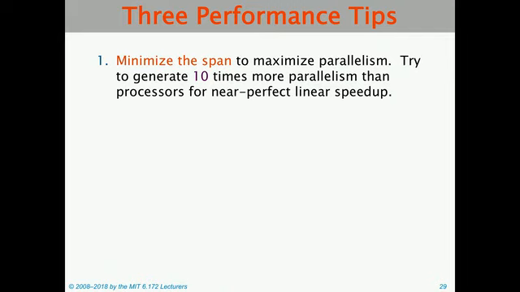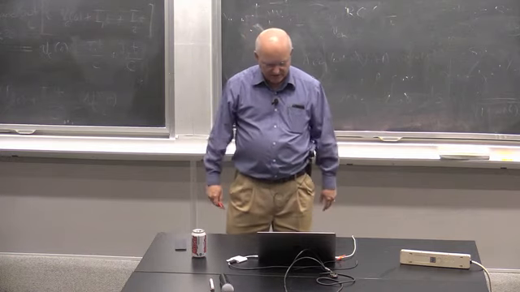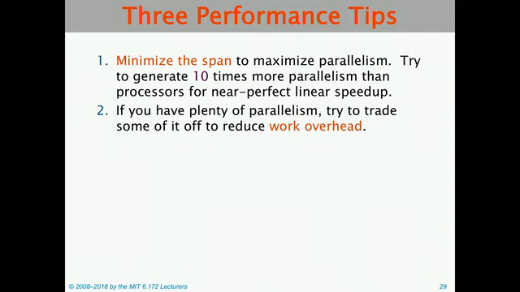So there are some performance tips that make sense when you're programming with loops. One is minimize the span to maximize the parallelism, because the span's in the denominator. Generally, you want to generate 10 times more parallelism than processors if you want near perfect linear speedup. If you have a lot more parallelism than the number of processors, like we talked about last time, you get good speedup.